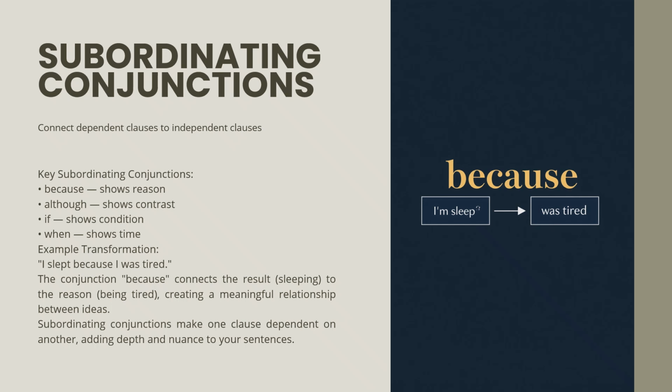Subordinating conjunctions. Now we go deeper. Subordinating conjunctions connect ideas, but one idea depends on the other. Examples: because, although, if, when. I slept because I was tired. So you have a main idea and a supporting idea. This creates depth.